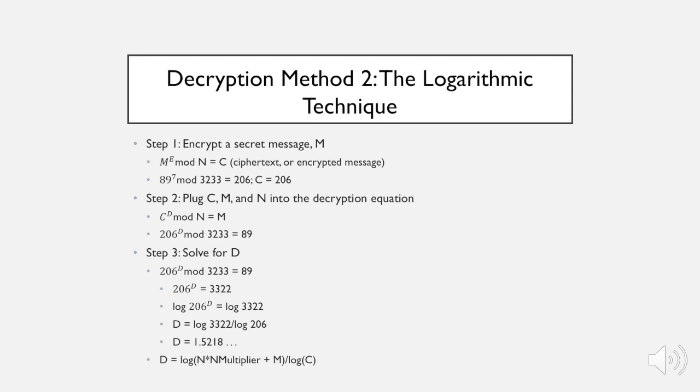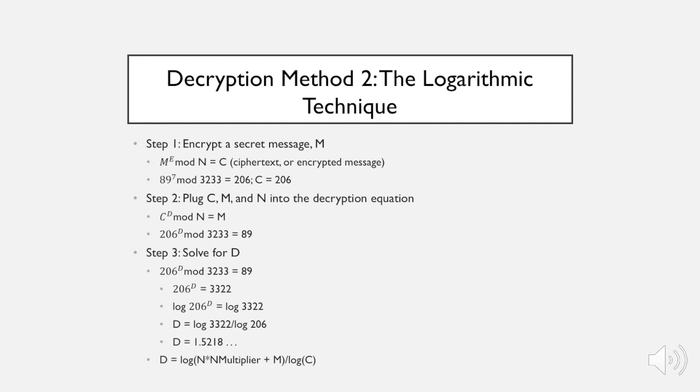The message interceptor knows that the result of c to the d power mod n must equal his original message m, so he can set c to the d power mod n equal to m. The message interceptor has knowledge of the value of n because it is a public key value, as well as c and m, because he is the one who generated these values. Therefore, the message interceptor has created an equation in which only one unknown, d, the decryption key, exists. In our example, c is equal to 206, n is equal to 3,233, and m is equal to 89. So the equation to solve for d is 206 to the d power mod 3,233 is equal to 89.